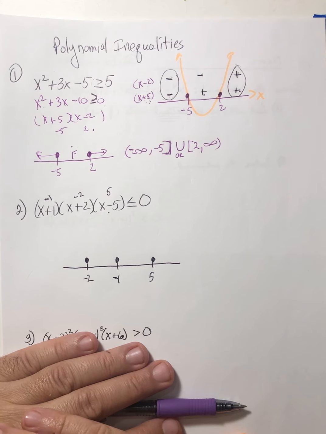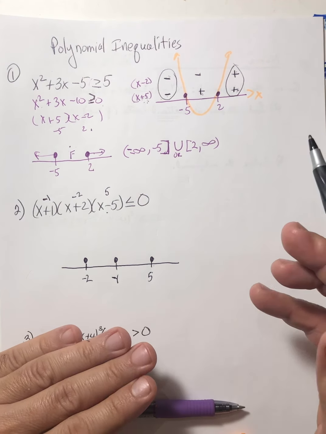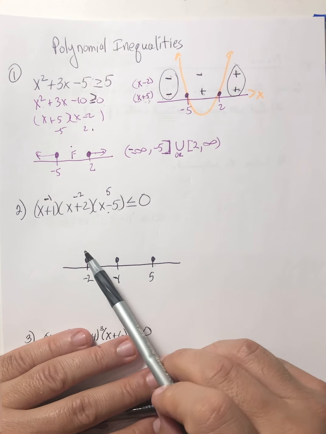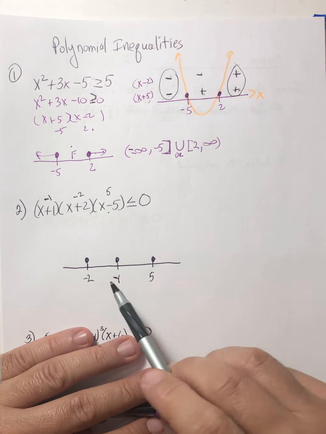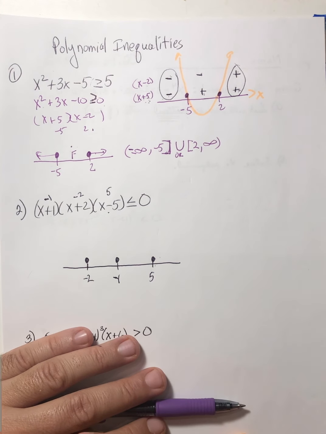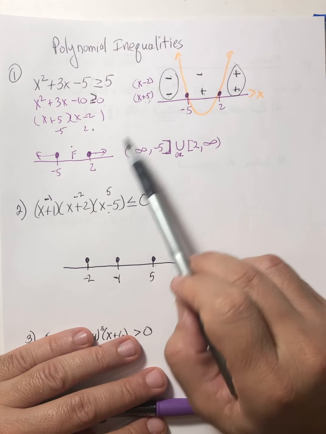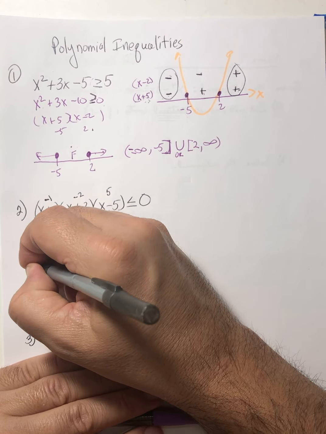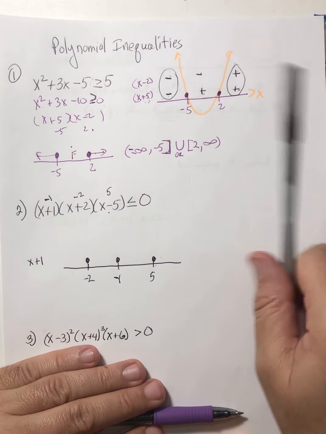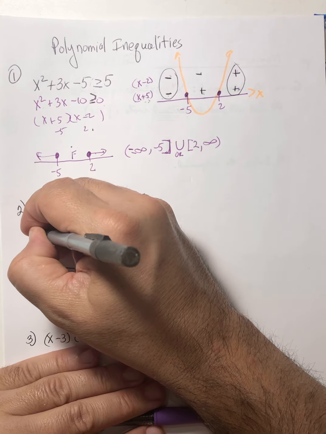All right, now notice here how many regions we have. We have 1, 2, 3, 4. I'm not going to pick a test point. If I pick a test point, I have to pick a test point in each one of these regions to see where it's true or false. That is way too much work. I'm just going to do my plus-minus scheme. I'm going to start with x plus 1. Then I'll do x plus 2. Then I'll do an x minus 5.